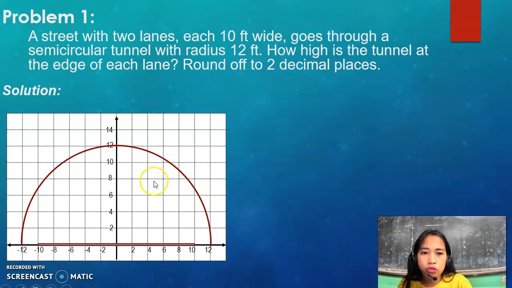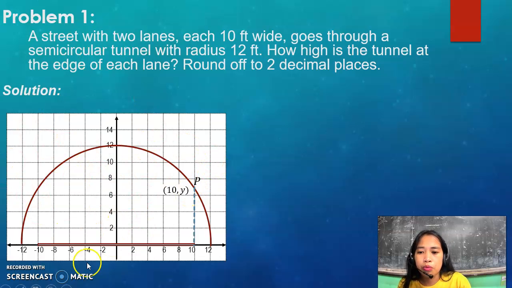So ang pangutana na karon, unsa ang kataas sa tunnel at the edge, so sa tumoy sa lane. So we are looking for this length. This is denoted by point P. This point P has the coordinates (10, y). Pwede rin kamo gamit ang point (-10, y), but we will use the side kay positive.